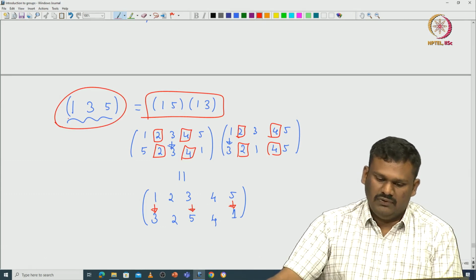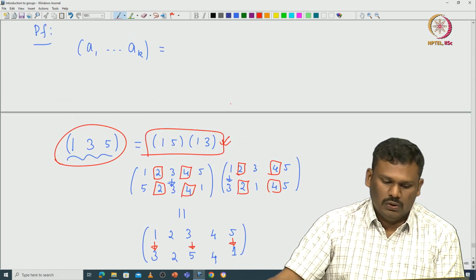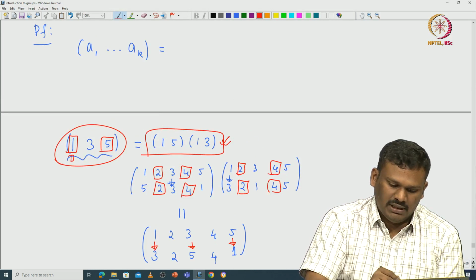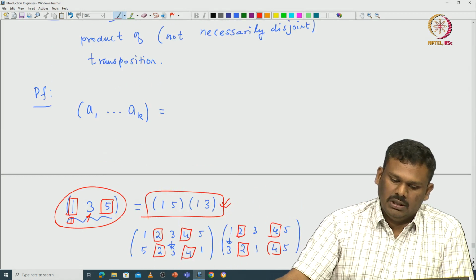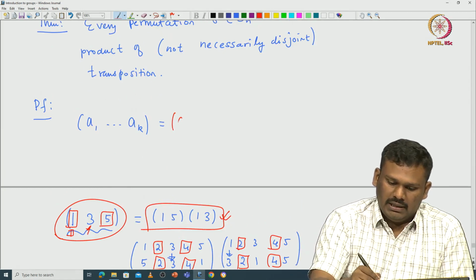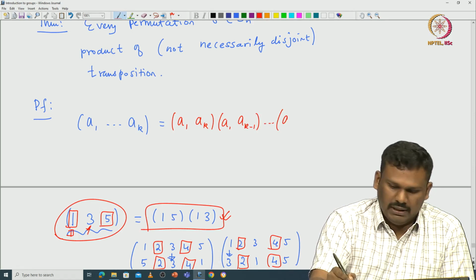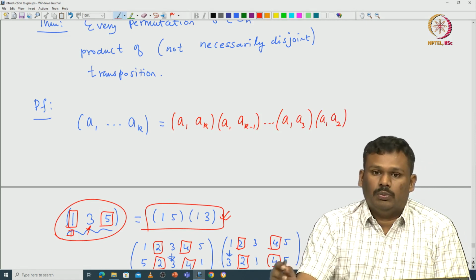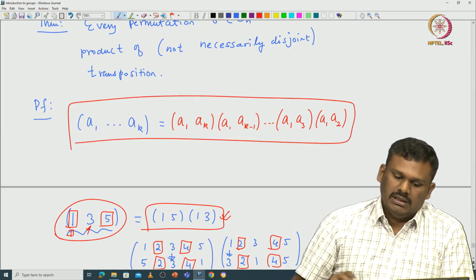Okay. So this is what we need to generalize. This tells us what pattern it should be. You take the first element, pair it with the last element, and then you keep the first element and pair it with the second last and so on. Then you will be able to get this cycle. Indeed you can write this as A1 AK and then A1 AK minus 1 and so on, then A1 A3 and A1 A2.